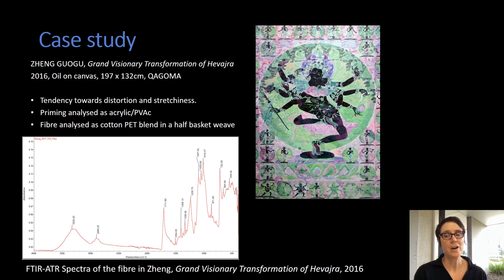Interestingly, the canvas fibre was analysed as a PET cotton blend in a half basket weave. And it is thought that the uneven nature of the half basket weave of the canvas may be contributing to the sensitivity of this painting to changes in environmental conditions.